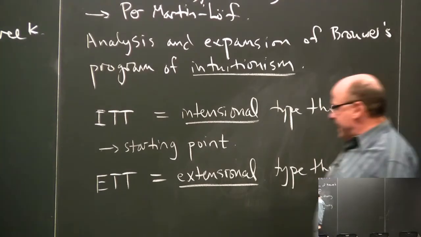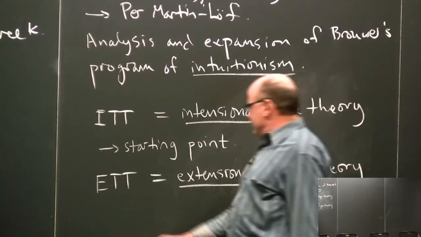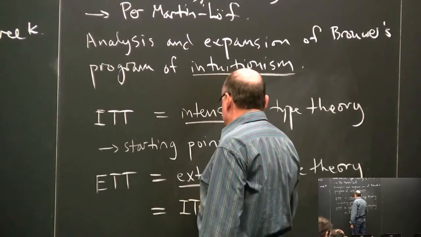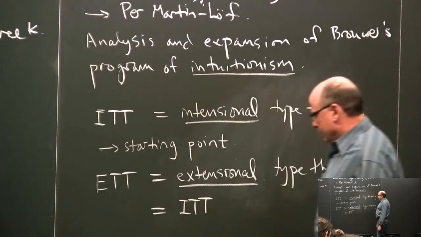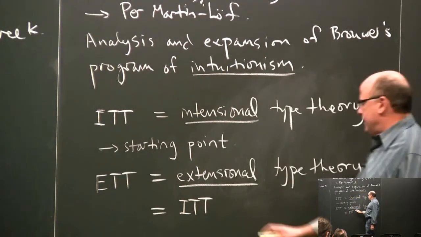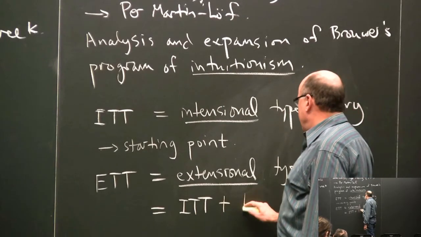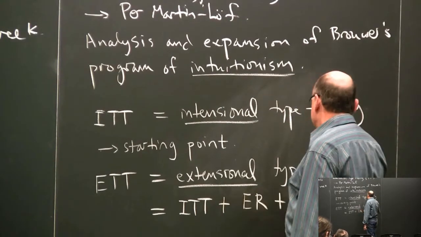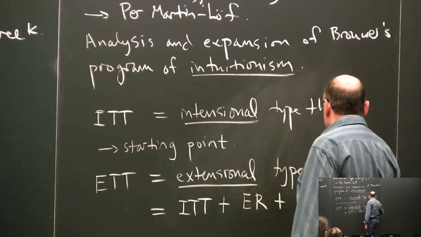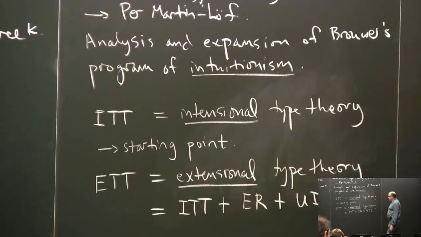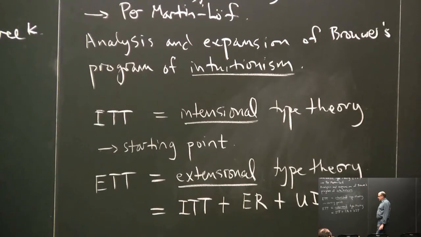So what happens is we can think of this as satisfying an equation, in the sense that you can think of it as the core intensional type theory plus some additional principles which are going to be called equality reflection and what's called uniqueness of identity proofs. I'll give you a hint about what these mean a little bit later.